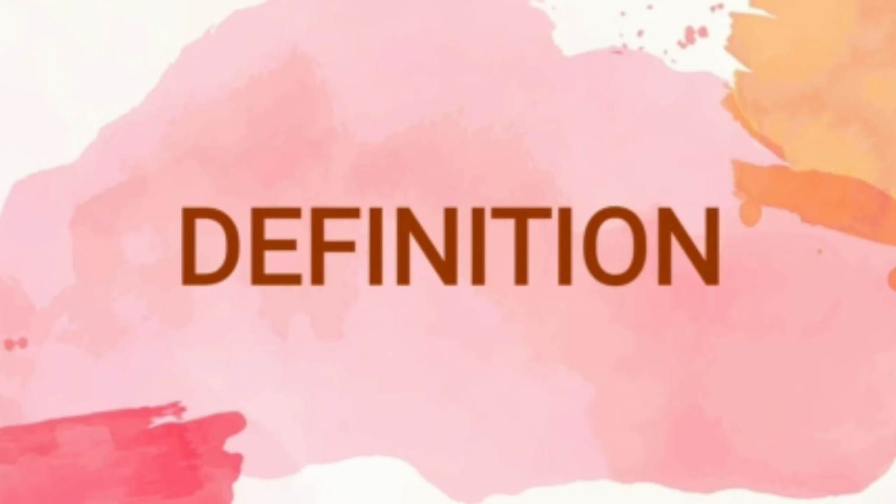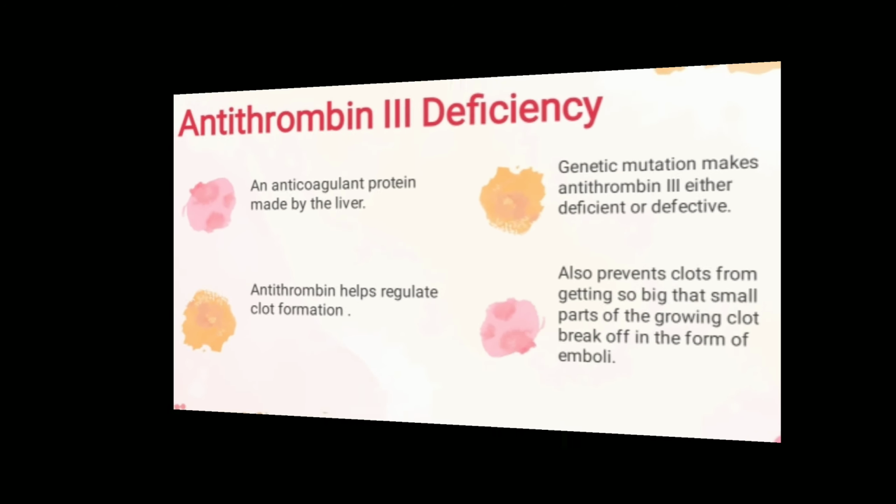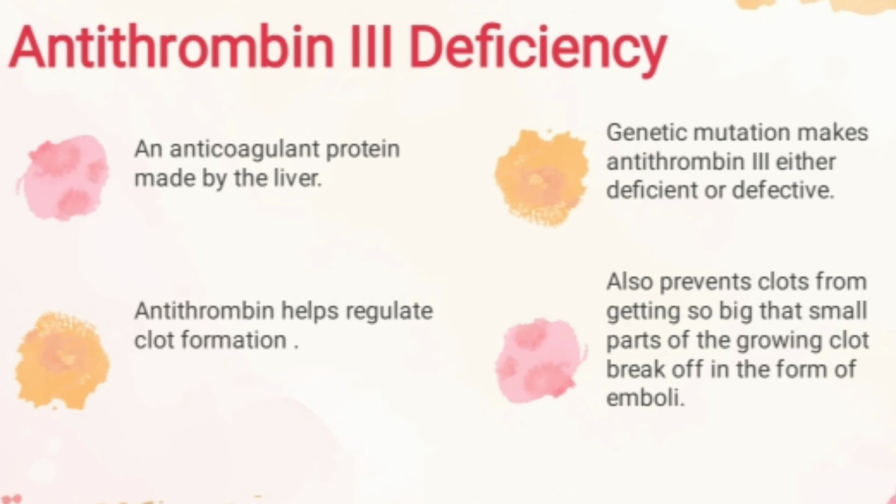What is antithrombin III? Antithrombin III is an anticoagulant protein which is made by the liver. And antithrombin III deficiency is when a genetic mutation makes antithrombin III either deficient or defective. This causes excessive clot formation, and the clots can get lodged in small vessels that nourish different organs and tissues, causing strokes. Antithrombin helps regulate clot formation, and it also prevents clots from getting so big that small parts of the growing clot break off in the form of emboli.